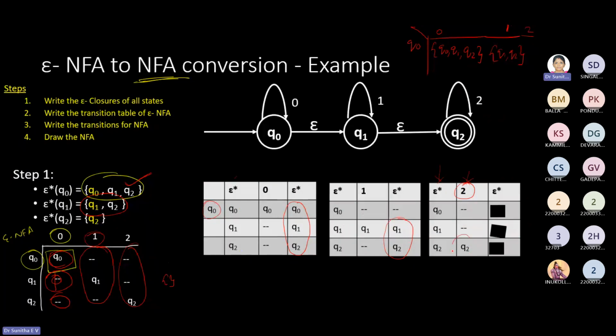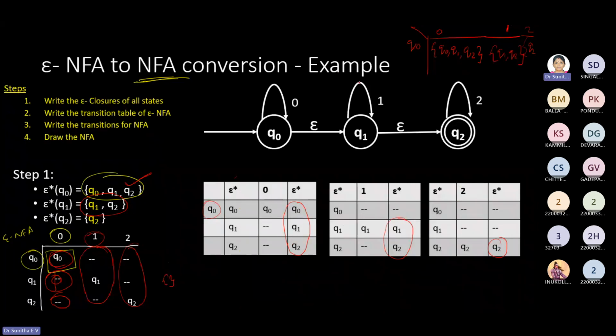Now we have to find the epsilon closure of this Q2. Whichever states are in this column, we have to find the epsilon closures. The epsilon closure of the null set is null only, and the epsilon closure of this null is null. Then the epsilon closure of Q2 is Q2. So it means that on Q0, if the input symbol is 2, the next state will be Q2. So here we will get Q2. That is the way we find the transitions for our NFA.